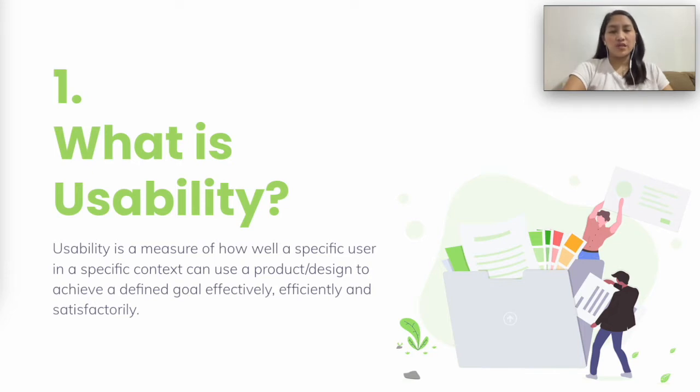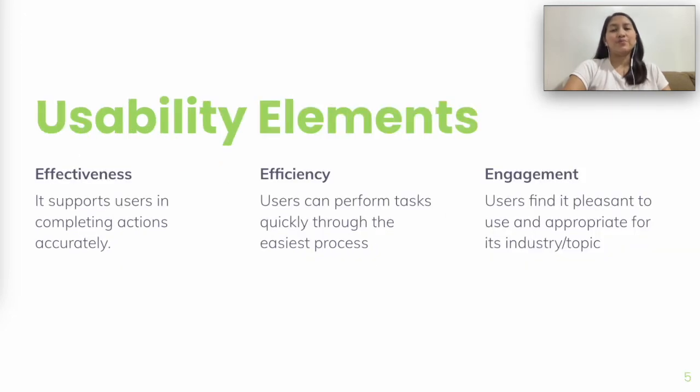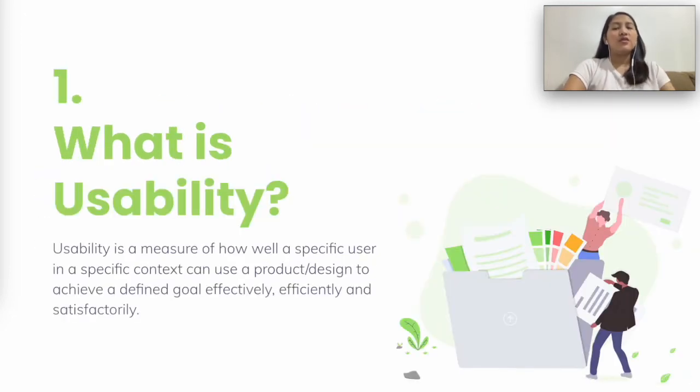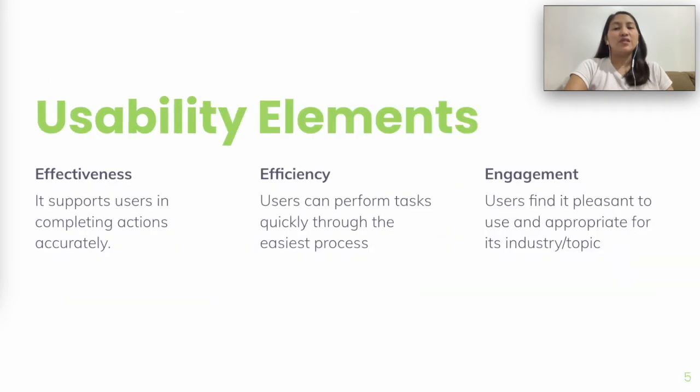What is usability? Usability, as defined here, is a measure of how well a specific user in a specific context can use a product or design to achieve a defined goal effectively, efficiently, and satisfactorily. There are 5 elements of usability. In order for us to better understand what usability is, let's talk about these elements. The first one is effectiveness.